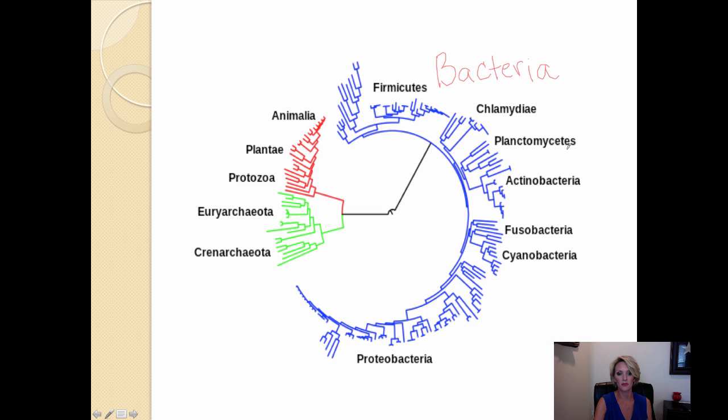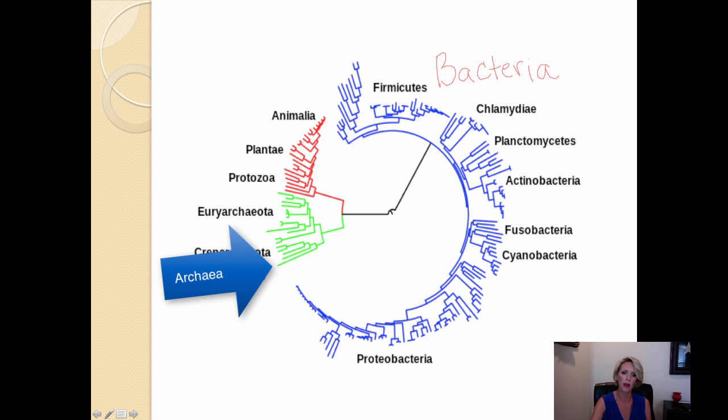Now over here in the green, we have another group of prokaryotes, and these prokaryotes belong to the domain archaea. They have some definite characteristics that put them in their own category separate from the bacteria. For example, their cell wall is a little different. Some of them live in very extreme environments, so they get their own special category. But collectively, the bacteria and the archaea are both prokaryotic cells.